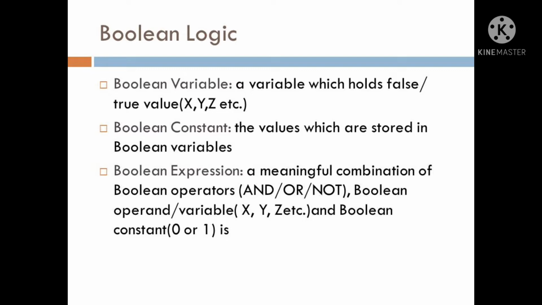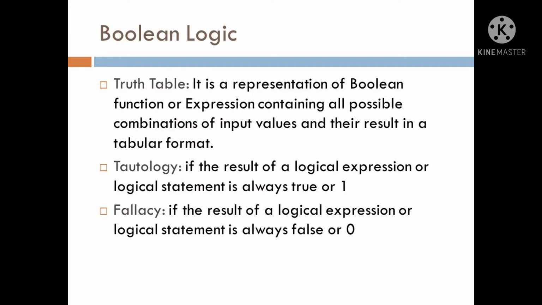Operators are and, or, and not. We already discussed what is Boolean variable, and Boolean constant will be 0 or 1. Next is truth table. It is a representation of a Boolean function or expression containing all possible combinations of input values and their results in a tabular format.